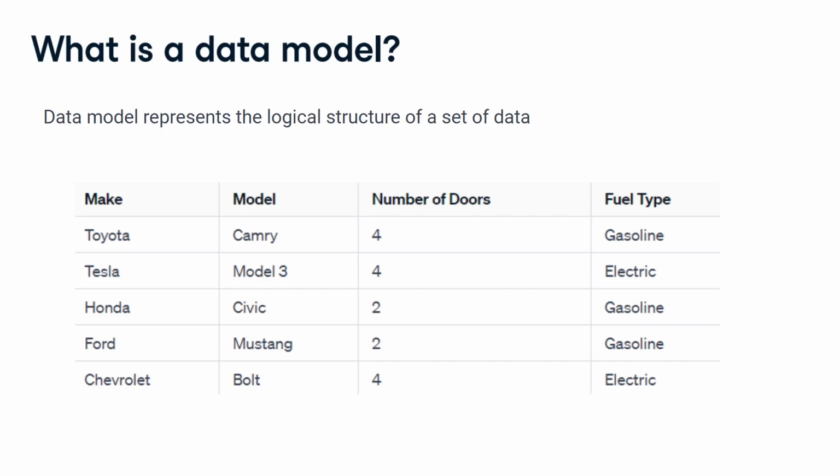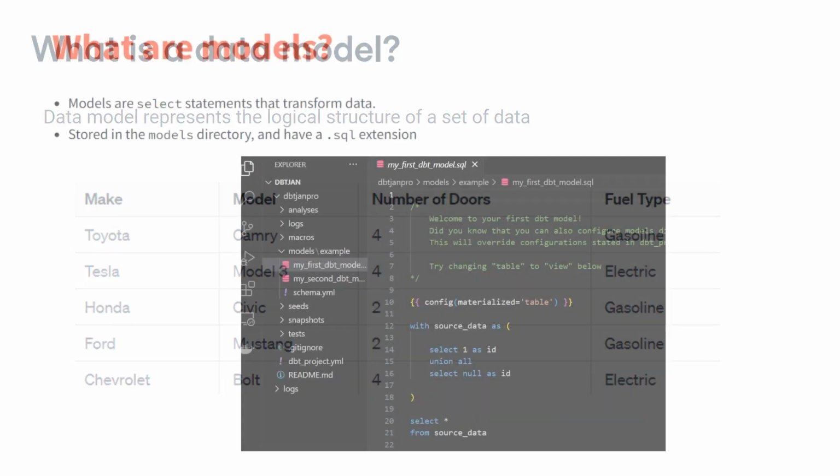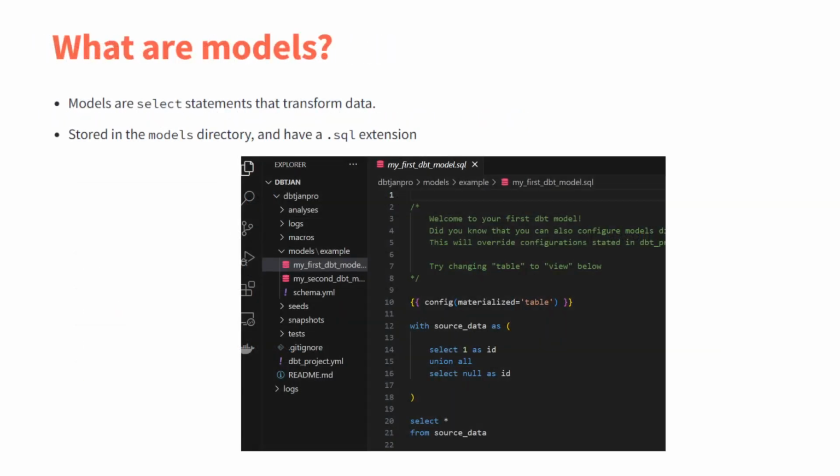So now let's create a model using the DBT project. First, let's understand what actually a model is in DBT. This is the snapshot of our DBT project. We have different folders in our project: analysis folder, logs folder, macros, models, seeds, snapshots, and test. So we have a models folder. First, let's understand what actually the DBT models are.